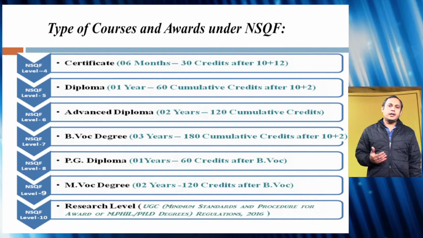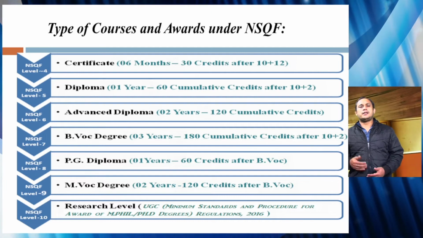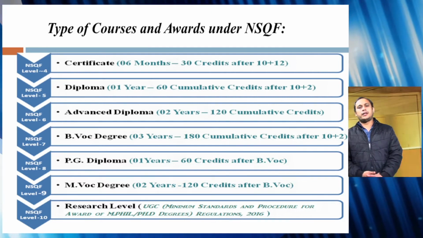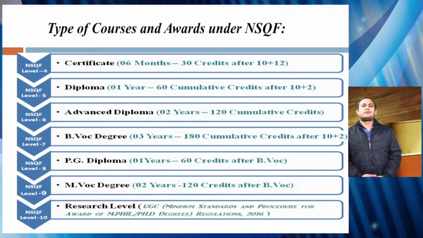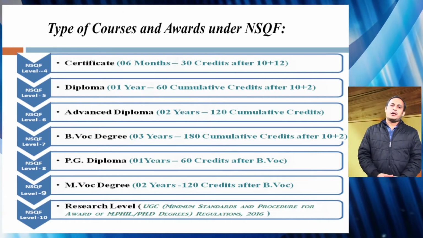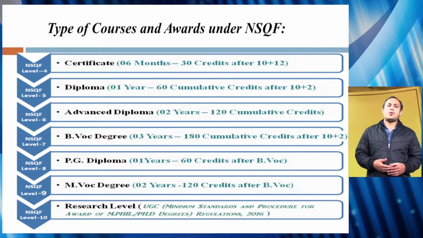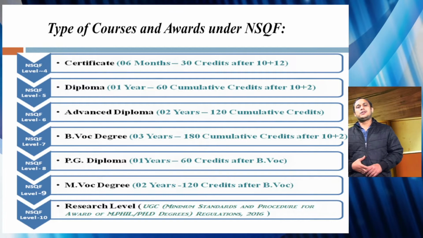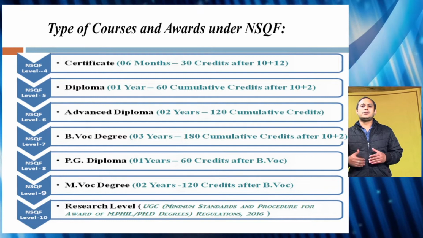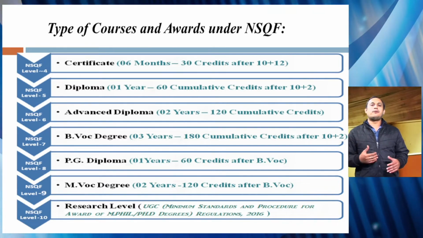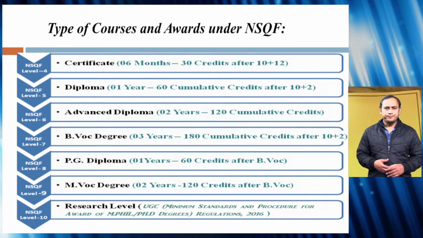That means any person who is able to pursue the certificate course under NSQF has to be 10th standard pass, or has to pass any qualification exam after class 10. Now after certificate, there is the diploma course, the duration of which is 1 year and it has 60 cumulative credits, and the basic qualification for the diploma course is 10 plus 2. That means anyone who wants to pursue any diploma under NSQF has to pass the 10 plus 2 exam.